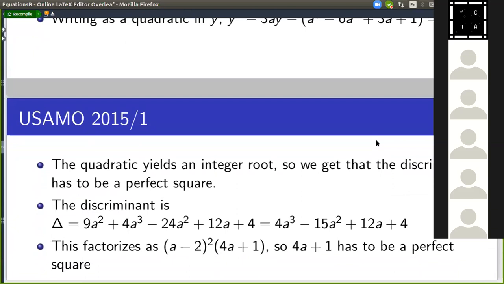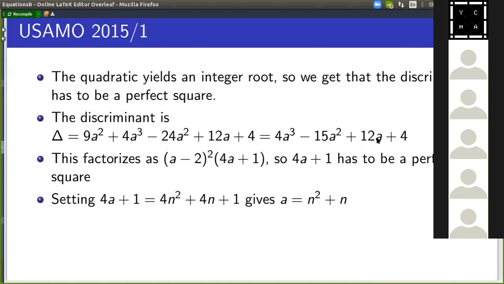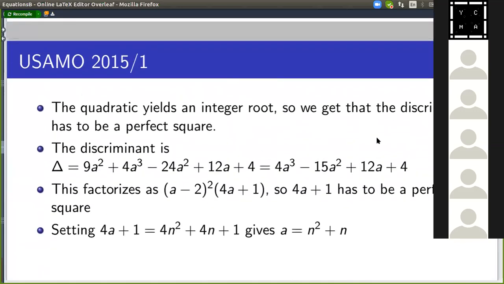So since we want this number to be a square, and (a minus 2) squared is already a square, 4a plus 1 has to be a perfect square. In fact, 4a plus 1 is odd, so it has to be an odd perfect square. So we're just going to let it be 4n squared plus 4n plus 1, which is the form for an odd square. It's (2n plus 1) all squared. So this gives a is equal to n squared plus n.